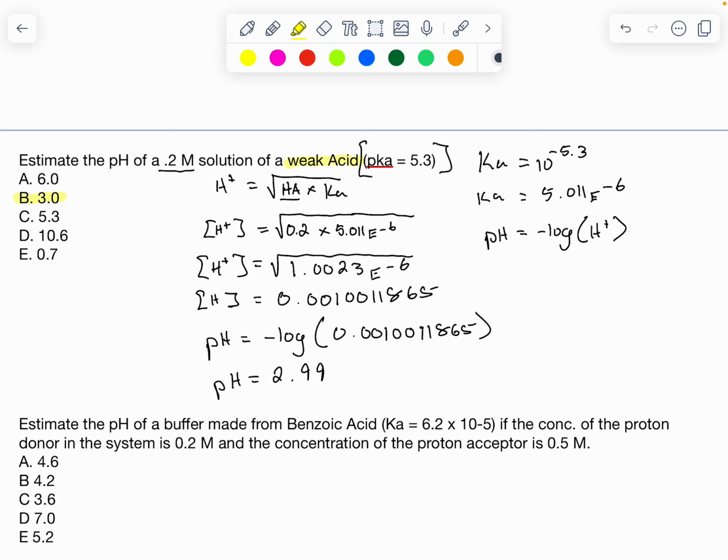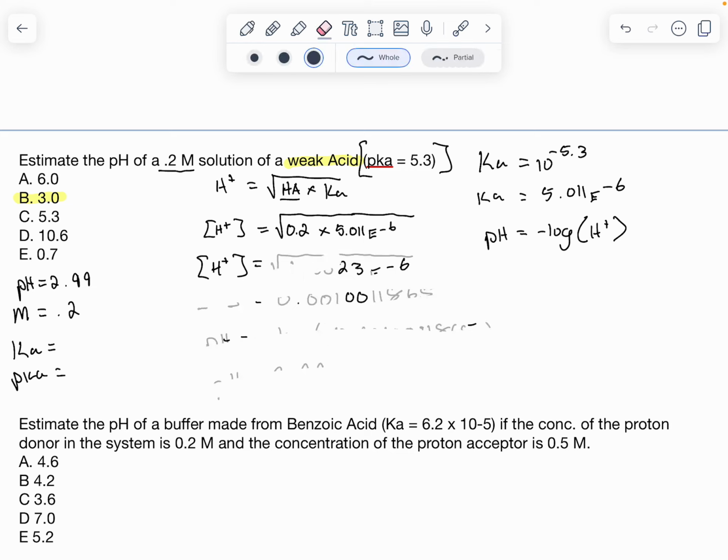Now that we have the pH, let's go in the reverse order just for fun. So we have a pH of 2.99, and let's say we just keep that molar concentration of 0.2. So let's find the Ka and then even the pKa, just to get comfortable with going back and forth. What we are going to do is erase all this first.